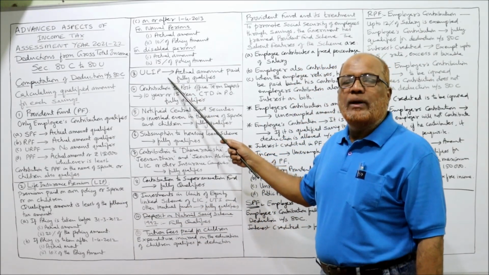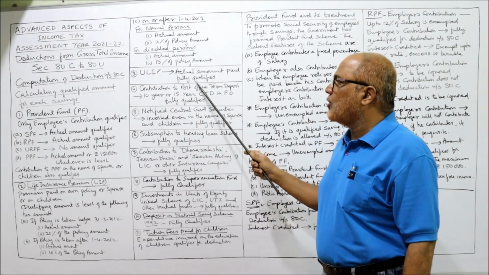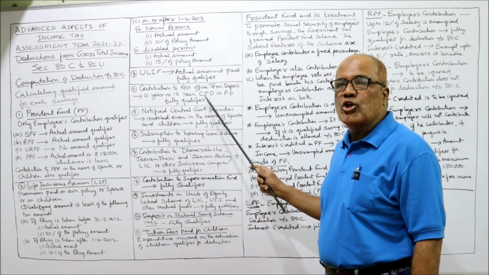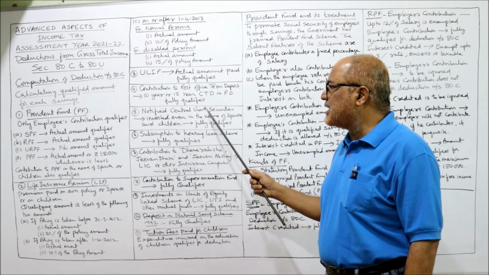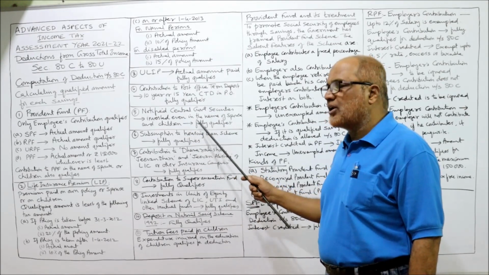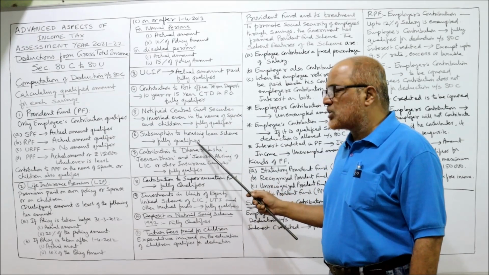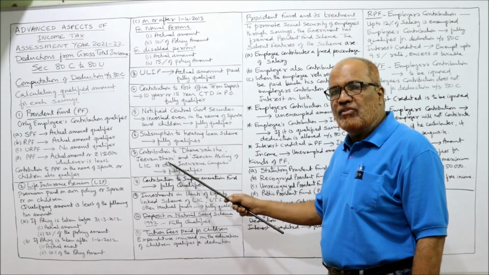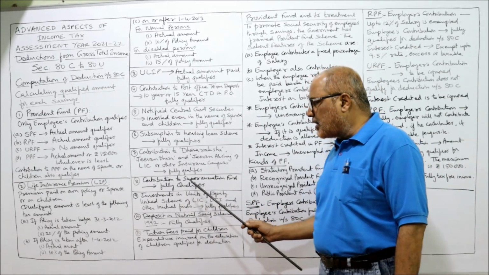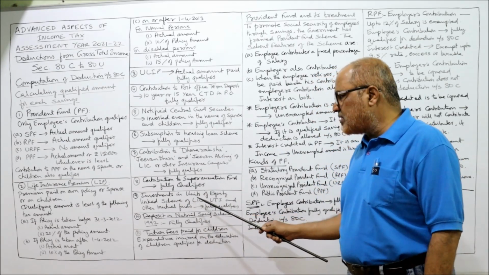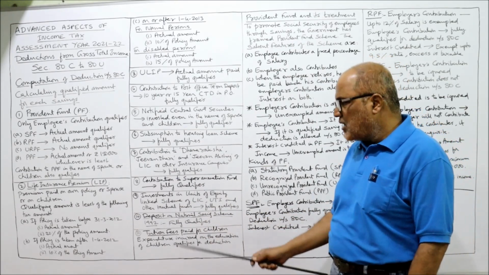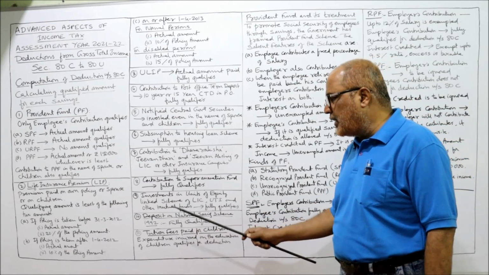Then next one is ULIP, unit linked insurance policy. Actual amount paid fully qualifies. Contribution to post office term deposit, 10 year or 15 year post office cumulative time deposit, fully qualifies. Notified central government security like NSC, National Savings Certificate, invested in the name of spouse and children fully qualifies. Then subscription to housing loan scheme fully qualifies. Contribution to Dhanaraksha, Jeevan Dhara, Jeevan Akshay of LIC or other insurance companies fully qualifies. Contribution to superannuation fund fully qualifies. Investment in units of equity linked savings scheme of LIC, UTI and other mutual funds fully qualifies. Deposit in National Savings Scheme 1992 fully qualifies.